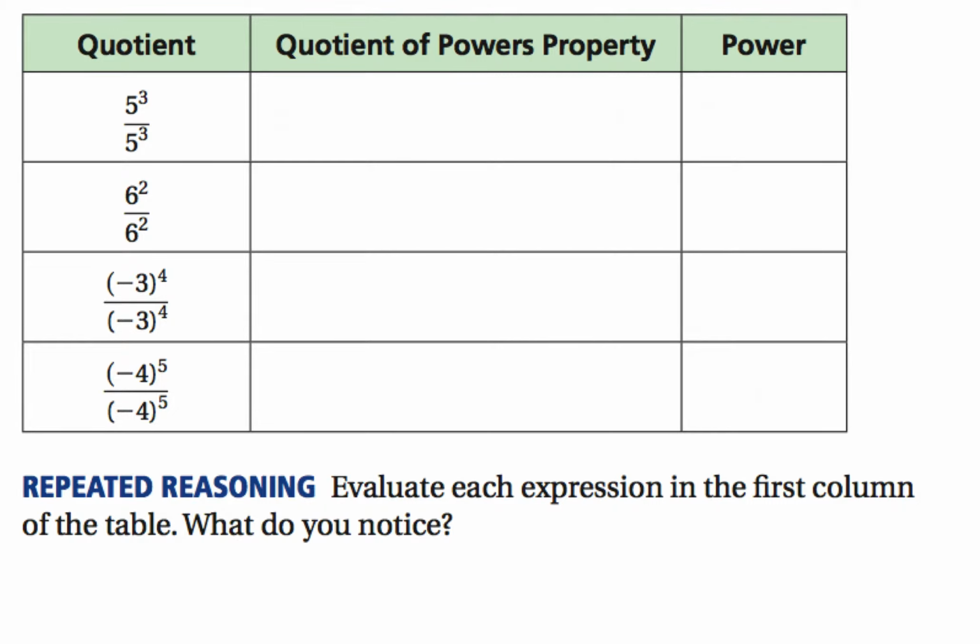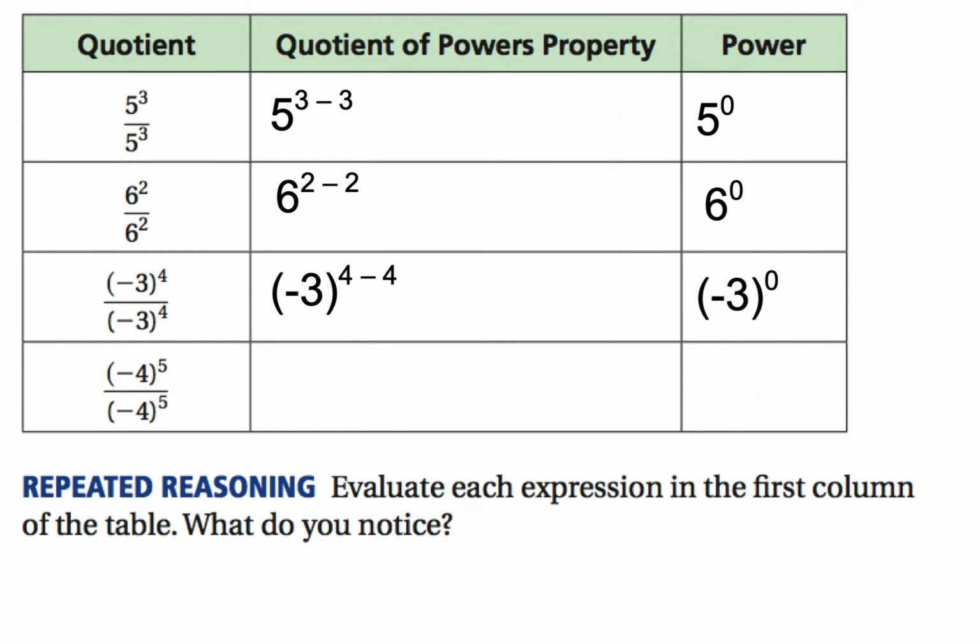First, here's a quotient, 5 cubed divided by 5 cubed. If we use the quotient of powers property, we would do 5 to the 3 minus 3. That gives us 5 to the 0. Same, 6 squared over 6 squared, we get 6 to the 0 using the quotient property. Negative 3 to the 4th divided by negative 3 to the 4th would give us negative 3 to the 0.